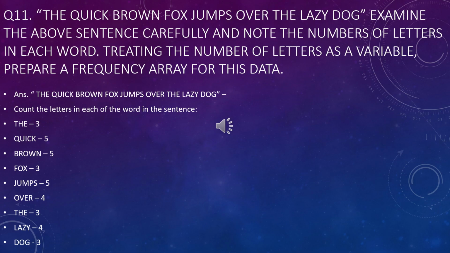So the first word is what? The. Here we have 3 letters. For quick we have 5. Then for brown again we have 5. For fox we have 3 letters. Jumps we have 5 letters. Over we have 4 letters. The again 3 letters. Lazy 4 letters. Dog again 3 letters.